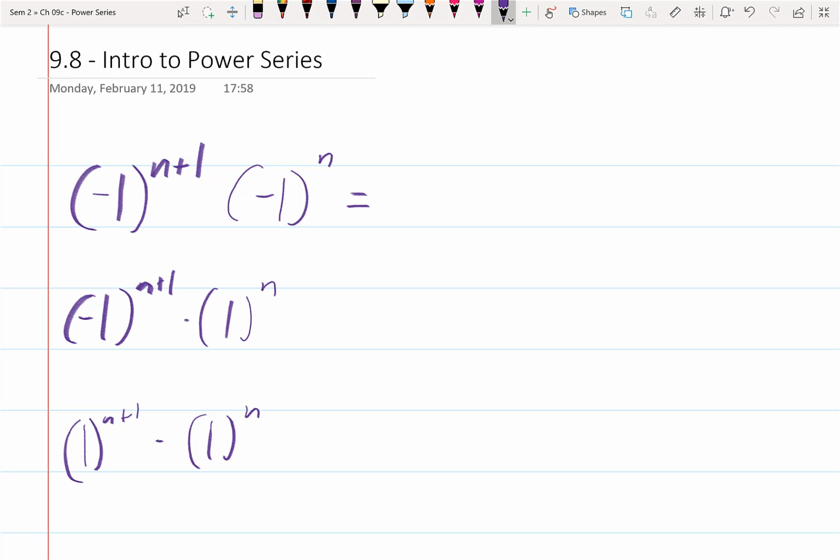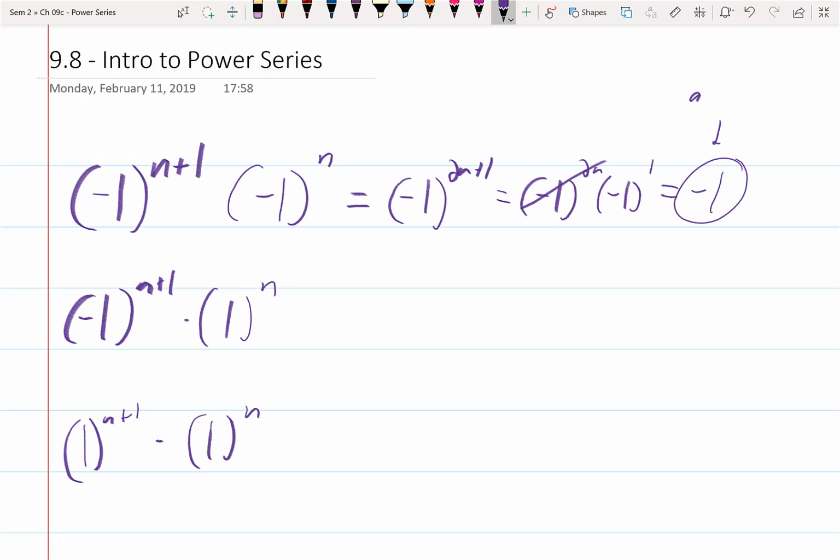If I have negative 1 to the n plus 1 times negative 1 to the n, a couple ways to think about that. One of them is that there's always going to be a negative 1 term no matter what. I could also think about this as negative 1 to the 2n plus 1, which is just negative 1 to the 2n times negative 1 to the 1. But that means that this is going to be 1, and you're just going to get a negative 1. So I like to think about this as negative 1 always.